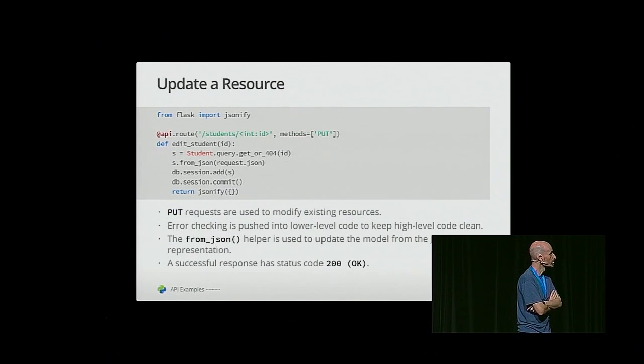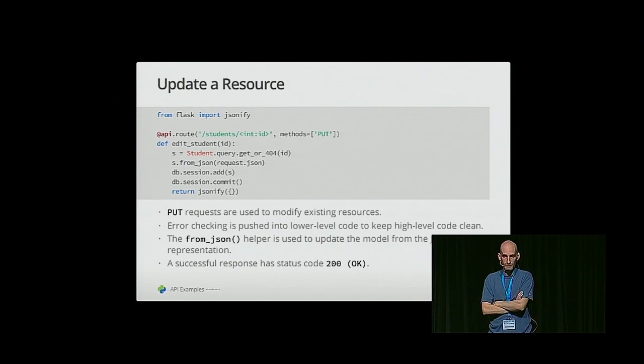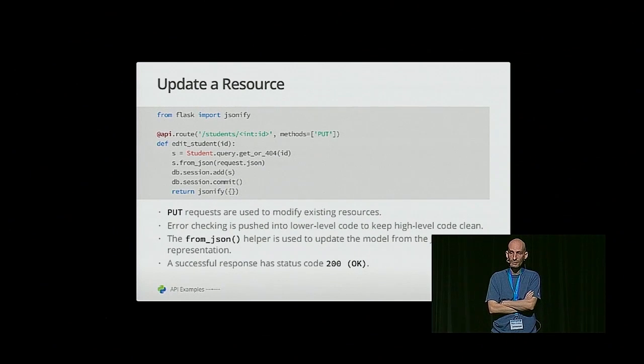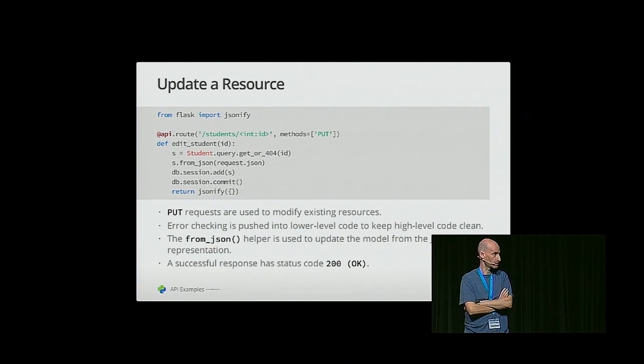So the last two are kind of a rehash of what we've seen so far. This is to update a resource. In this case, the client sends a PUT request, and it sends the fields of the student as JSON in the request. And what I do here is I load my student, I call from_json to update its properties, I write it back to the database, and I return an empty response because there's nothing to say. It worked.